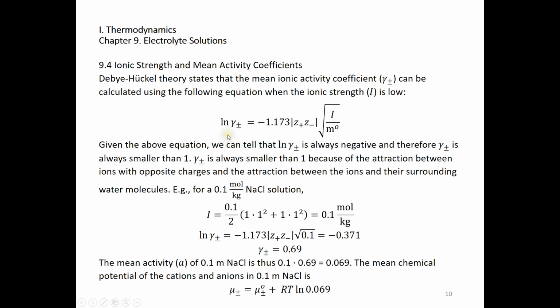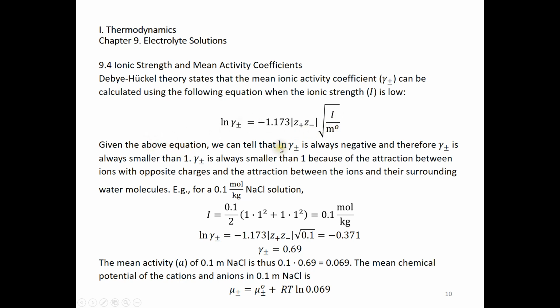The natural logarithm of the mean ionic activity coefficient gamma plus minus is equal to negative 1.173 times the absolute value of the positive charge times the negative charge, and then we have the square root of I over m naught. This is to remove the unit in I. Ionic strength by itself is in molal, and then divided by 1 molal we can get rid of the unit.